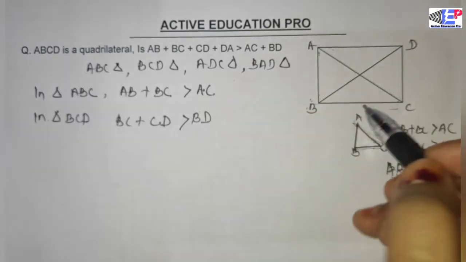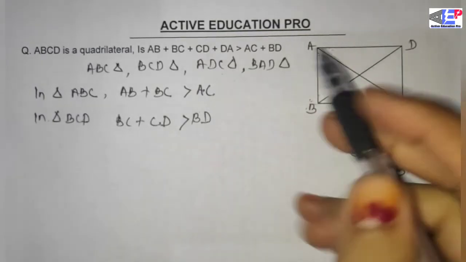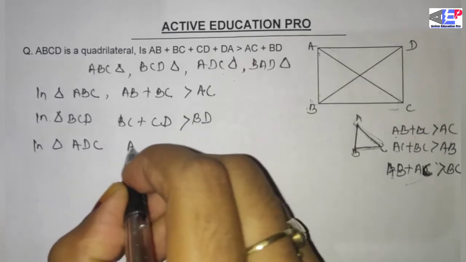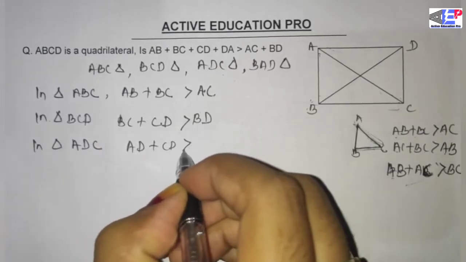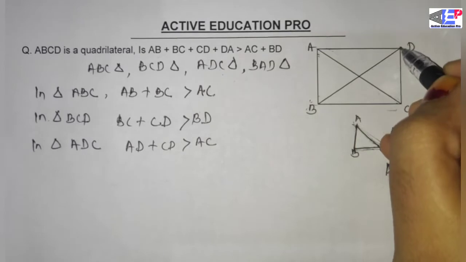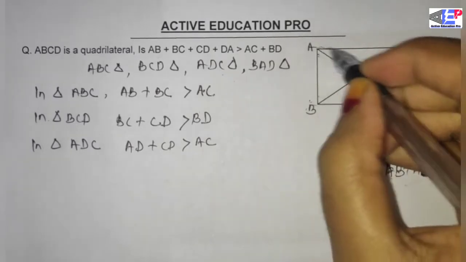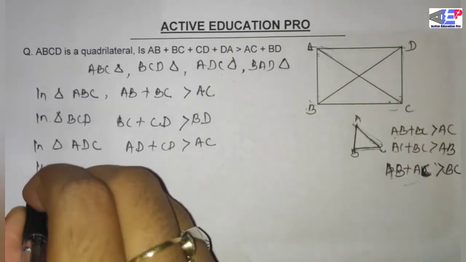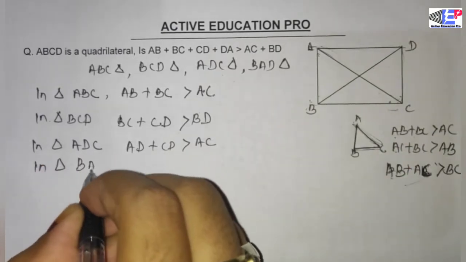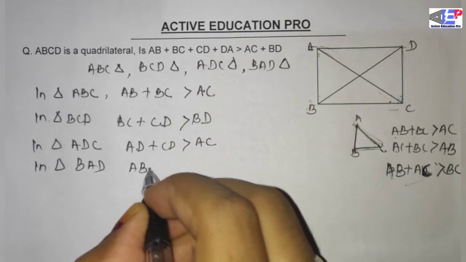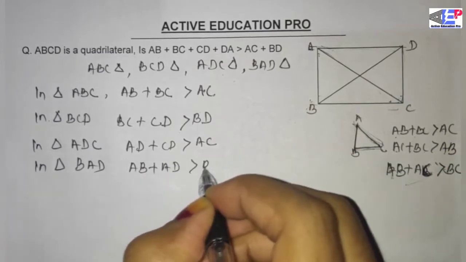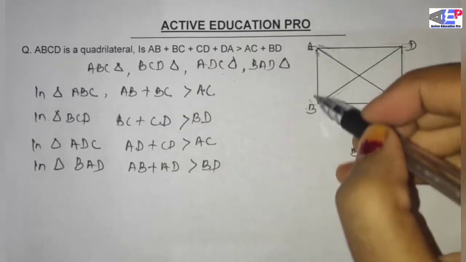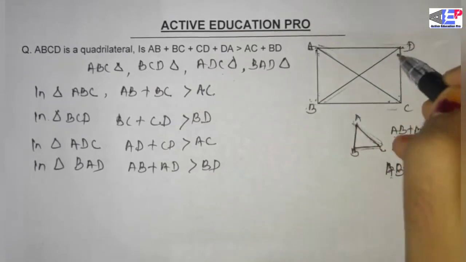Next, the third triangle, ADC triangle. In triangle ADC, you can write AD plus CD greater than AC. And the last one is triangle BAD, where you can write AB plus AD greater than BD.